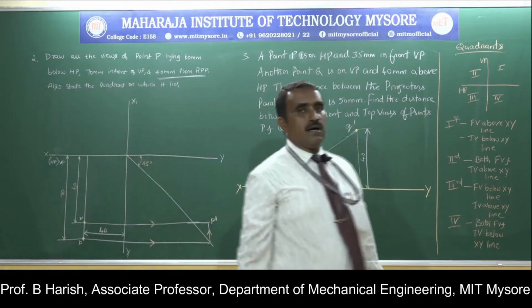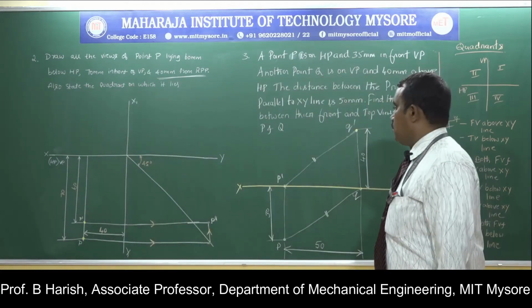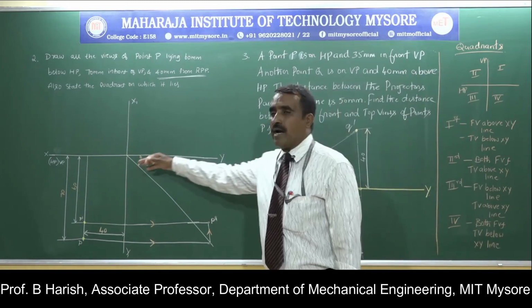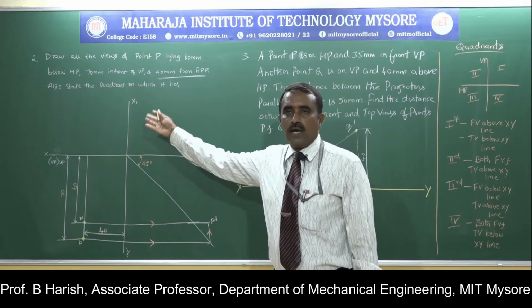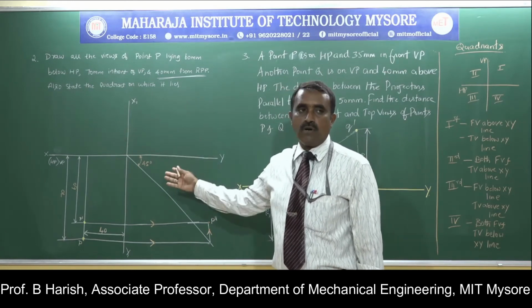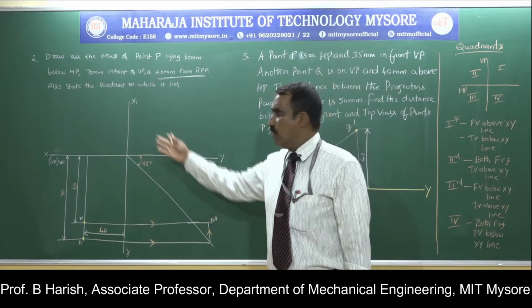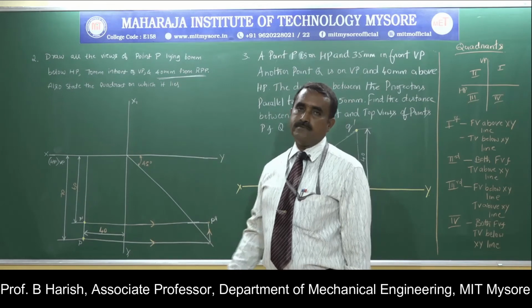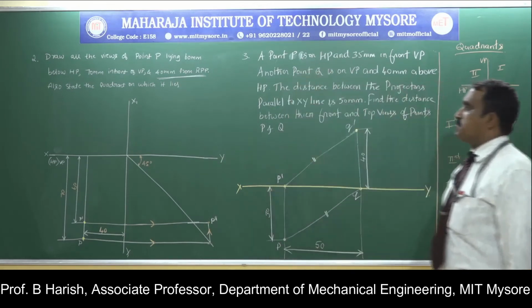Next, coming to the next problem. This is the second variety of problem that can be asked. Like this, the point can be in any of the quadrants: first, second, third or fourth quadrant, and I can draw the profile view depending upon or satisfying the condition given in the problem. Then come to the next problem.